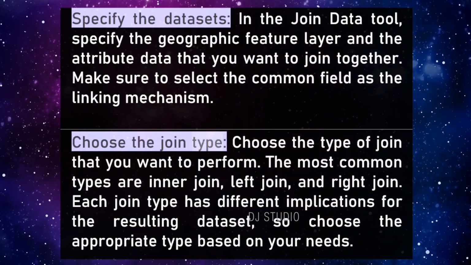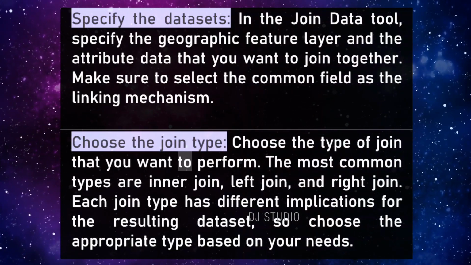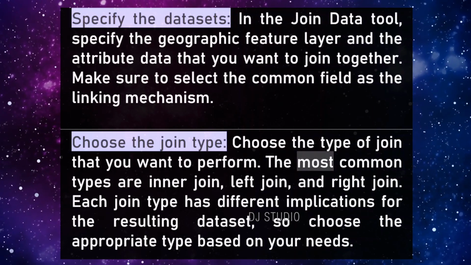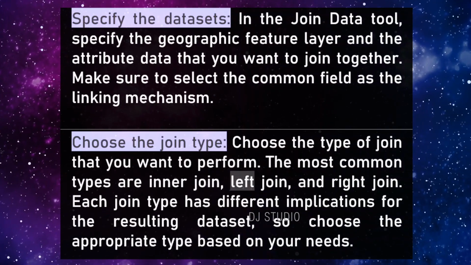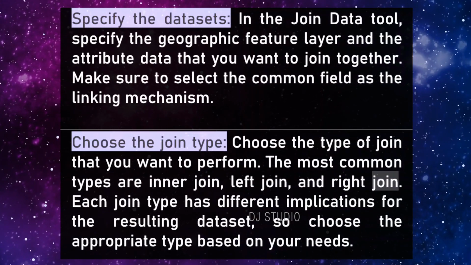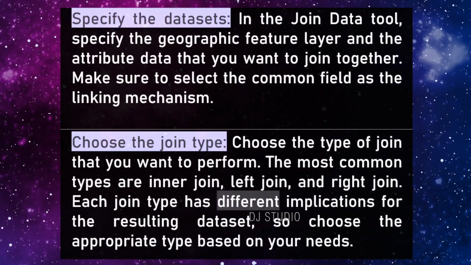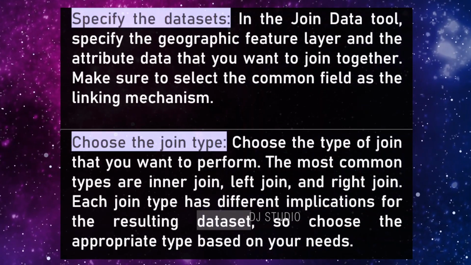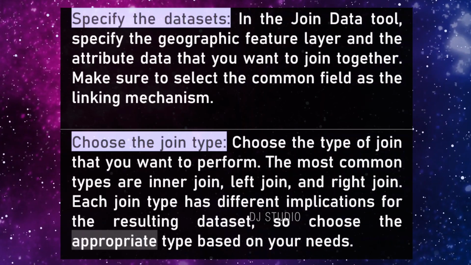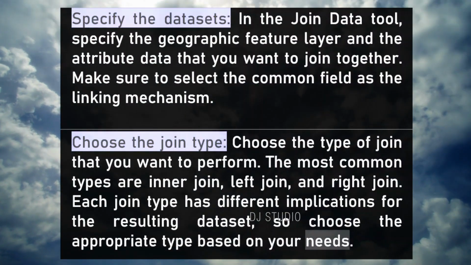Choose the join type. Choose the type of join that you want to perform. The most common types are inner join, left join, and right join. Each join type has different implications for the resulting dataset, so choose the appropriate type based on your needs.